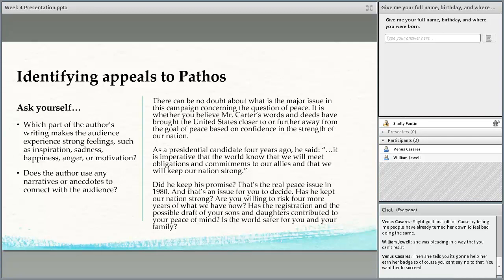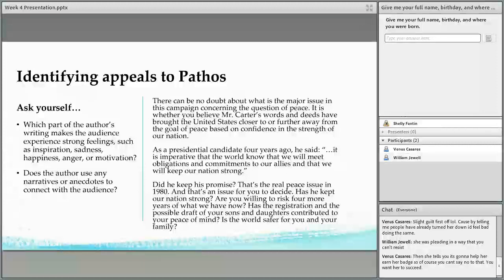There can be no doubt about what is the major issue in this campaign concerning the question of peace. It is whether you believe Mr. Carter's words and deeds have brought the United States closer to or further away from the goal of peace based on confidence in the strength of our nation.